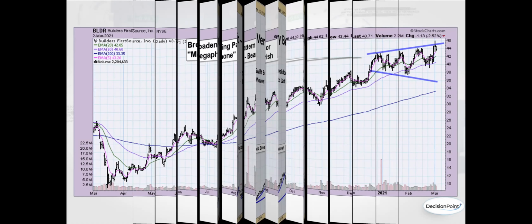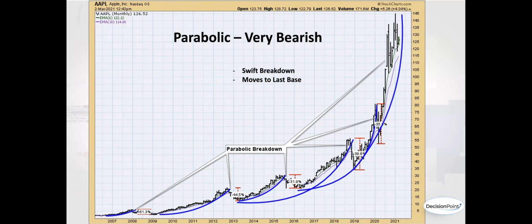This is the parabolic. This is the one that I was warning about. This is one that you're going to see a lot lately. I'm very surprised at how many parabolics there are, but with the AI craze, there have been a lot of stocks that have just started to go up vertically. Bitcoin's a great example of a parabolic right now, moving almost straight up.